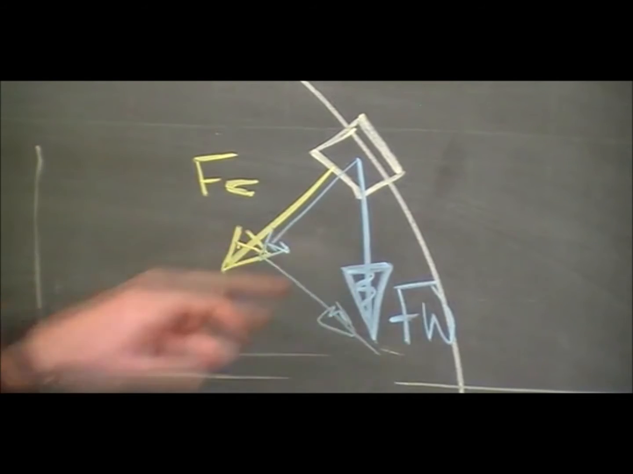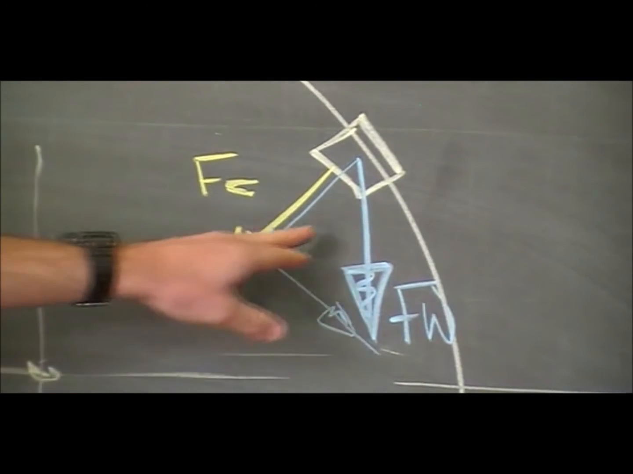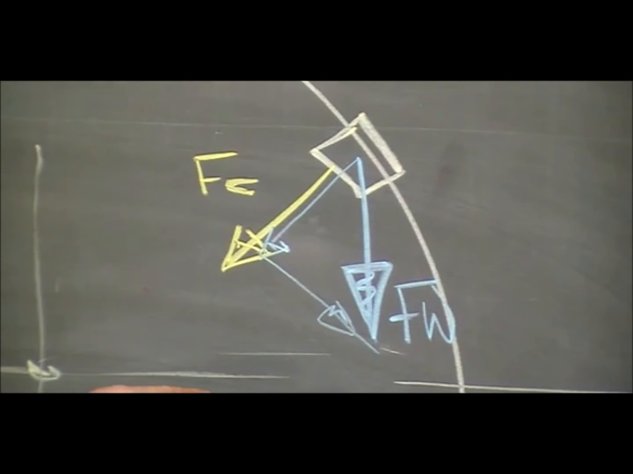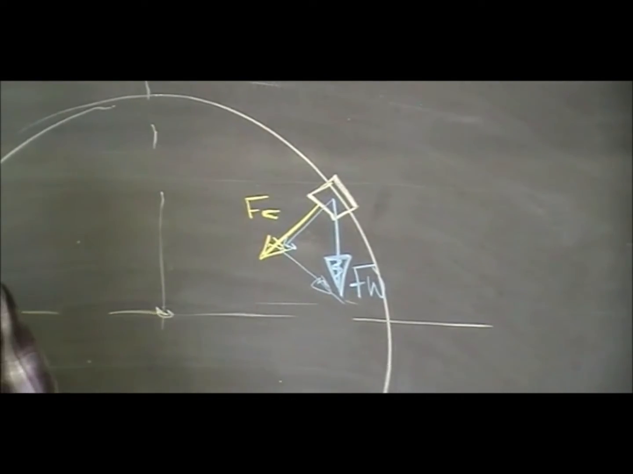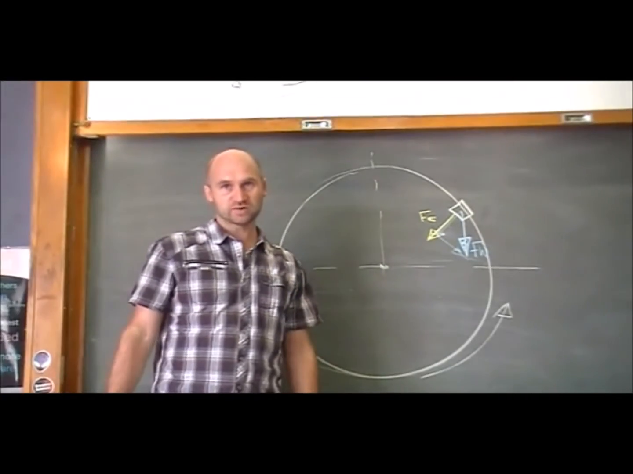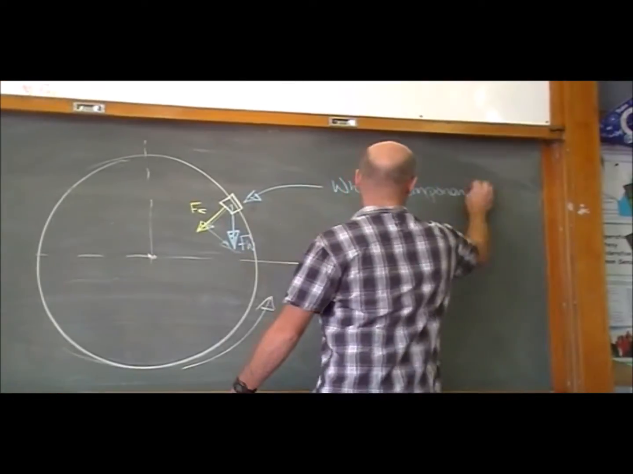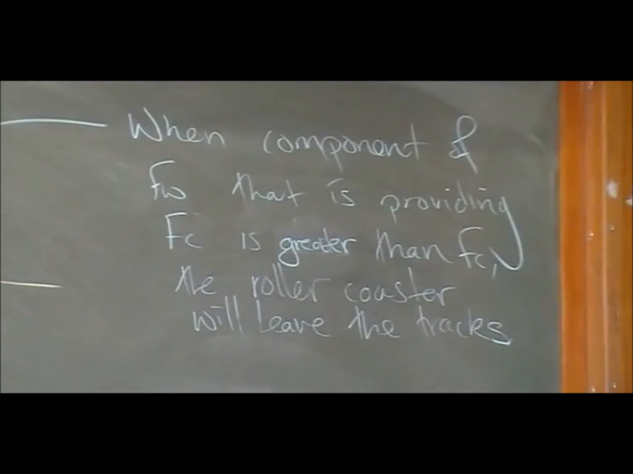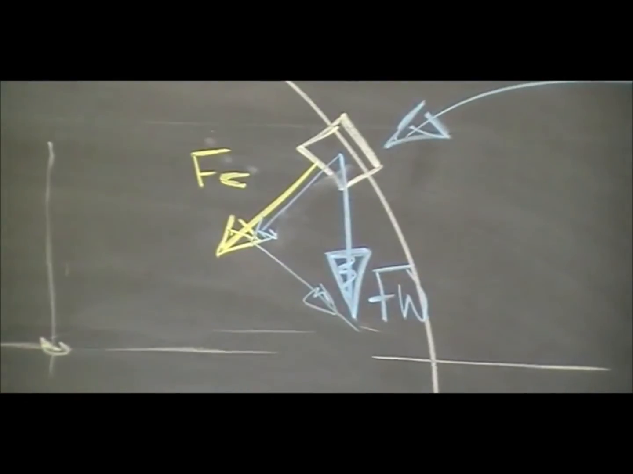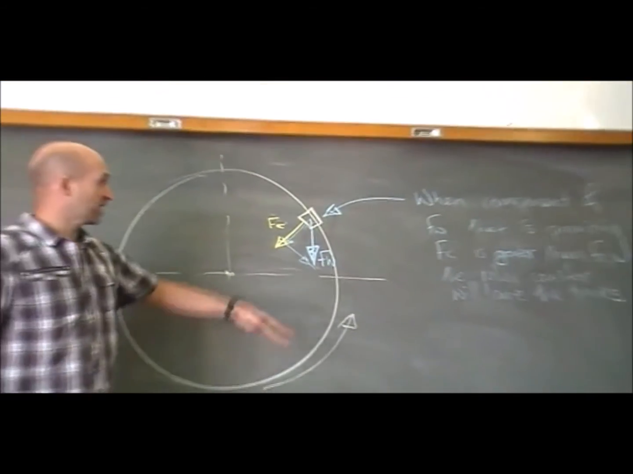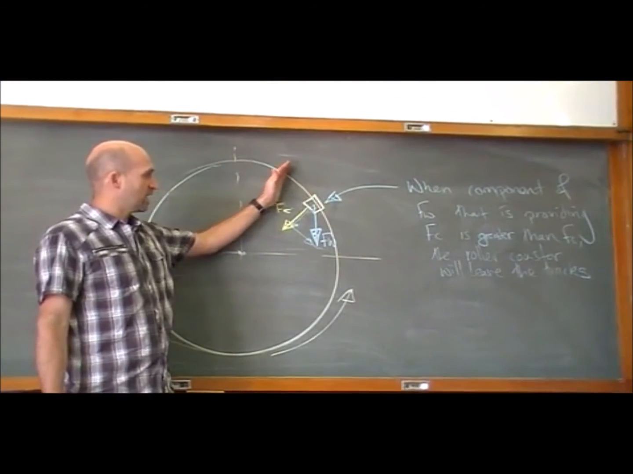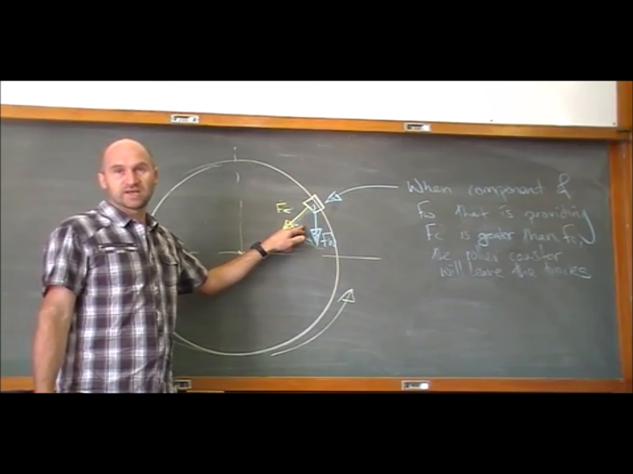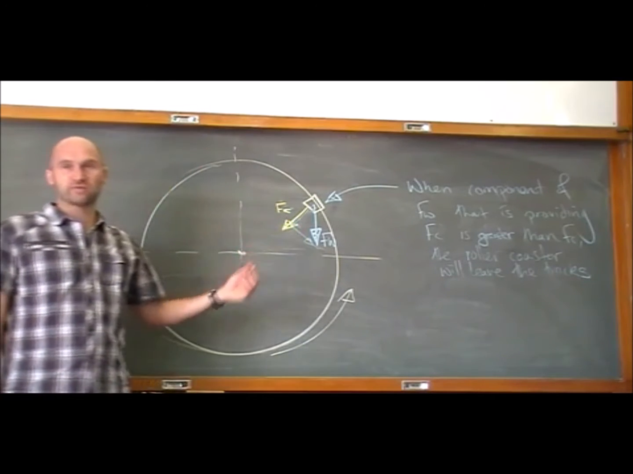And so then what we can see is that the component of the weight force that is providing the centripetal force gets to be less than the centripetal force. That's the point where it's going to fall off. So when that one there is bigger than the FC, that's the point at which it's going to leave the track. And we can see that the higher and higher up we go the loop, the greater and greater the component of gravity that is providing the centripetal force.